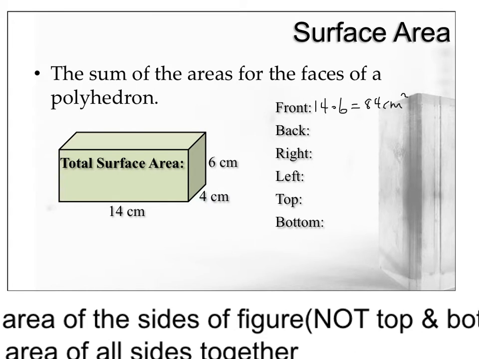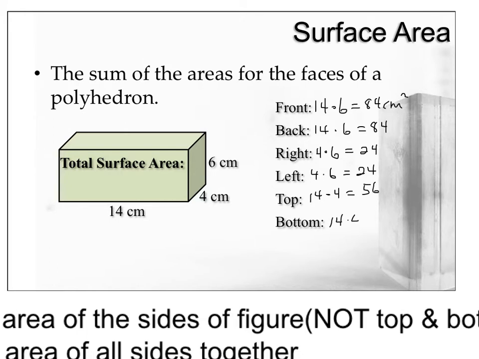The back, again, the base is 14, the height is 6, that's going to be 84 as well. Now, on the right side, the base is 4, the height is 6, so that would be 24. The same thing on the left, the base is 4, the height is 6, that's 24. The top and the bottom: the base is 14, the height is 4. 14 times 4 is 56, and it's the same thing on the bottom.